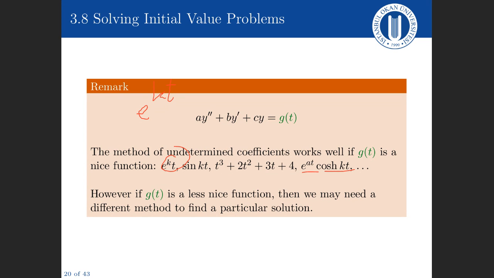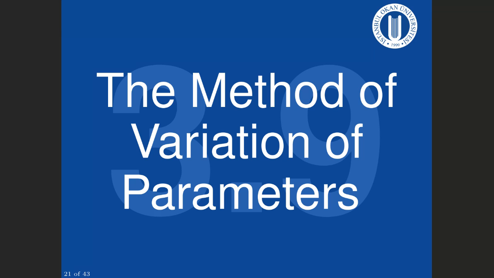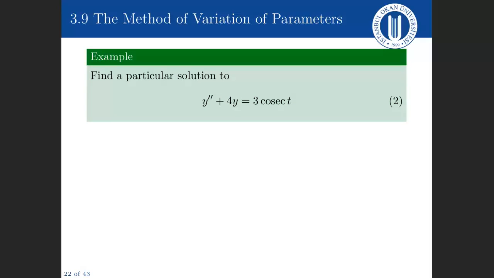However, if our function g(t) is a less nice function, then we're going to need a different method to find a particular solution. And I'm going to show you another method now to find a particular solution. This is the method of variation of parameters. In the last section, I was deliberately quick, skipping the details, leaving that for you to check later. For this section, I'm going to slow down.